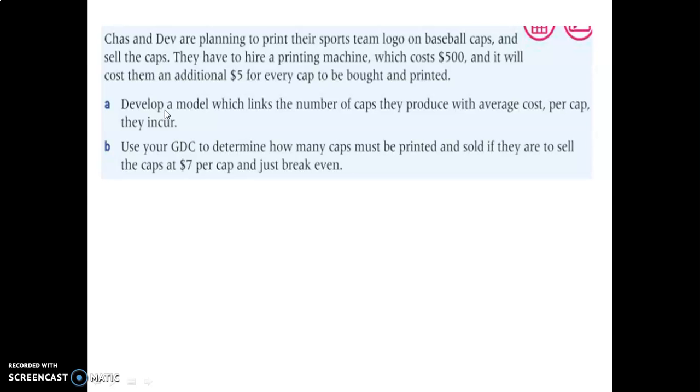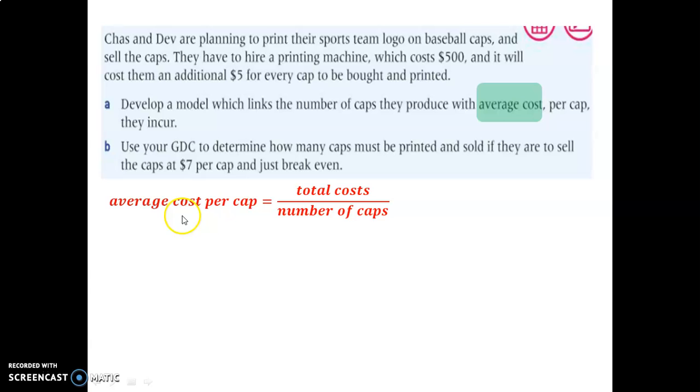Let's take a look. It says develop a model which links the number of caps they produce with the average cost per cap. So now we're looking not for what is the cost, we're looking for the average cost. And think about it this way. To find an average, we have an average cost per cap would be the total cost divided by the number of caps. For example, if it cost you 100 and you made 10 hats, you would do 100 divided by 10 and you'd find out, okay, it costs $10 per cap. So that's kind of what we're doing here. So what would that equation look like? Let's see if you can come up with it.